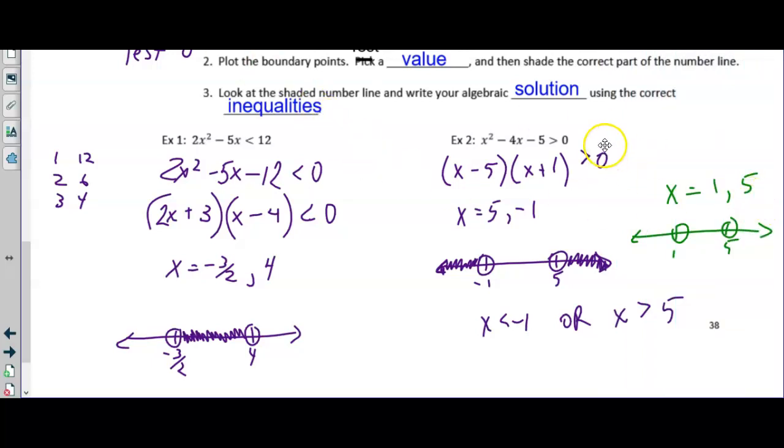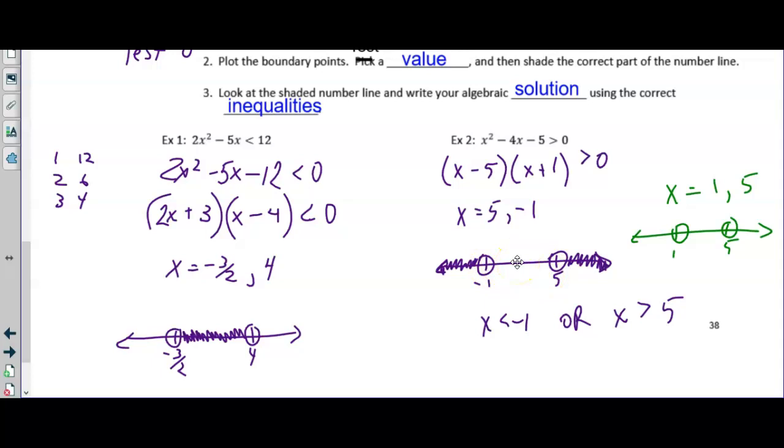Again, I need to have 0. This time I was already given 0, so I'm good to factor x minus 5x plus 1. So x would equal positive 5 or negative 1. Negative 1 is lower, so that goes on my number line first, then positive 5. And I test 0. 0 is between again.